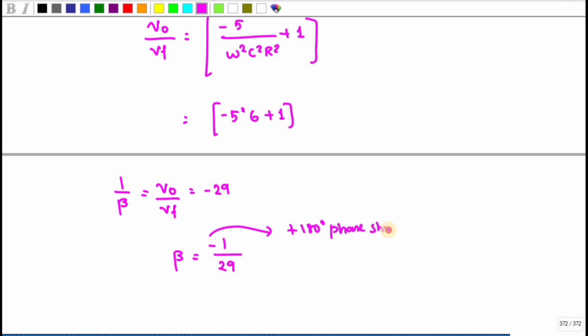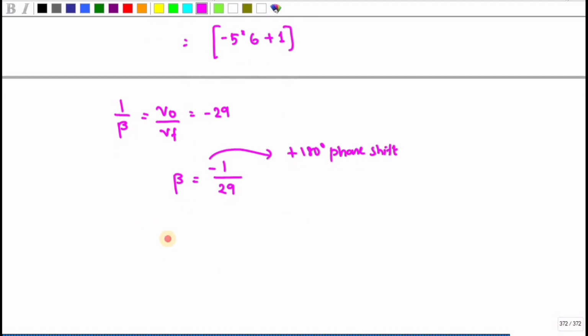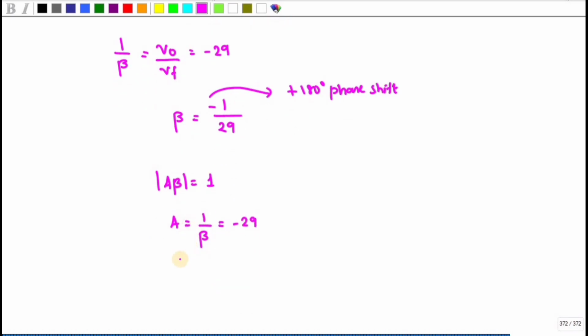Okay. So if beta is 1 divided by minus 29, we know that according to the Barkhausen criterion, the A value is nothing but 1 by beta, that is nothing but minus 29. So you can take the magnitude of this value. So the A value is nothing but 29. Okay.